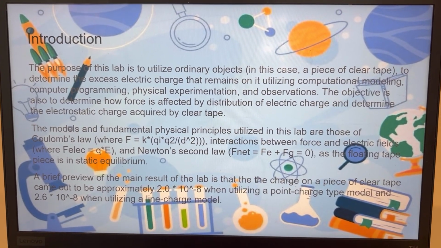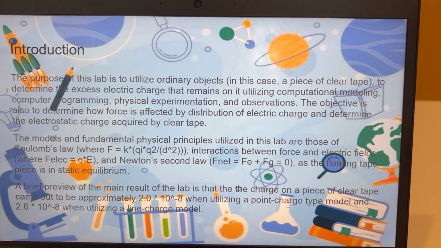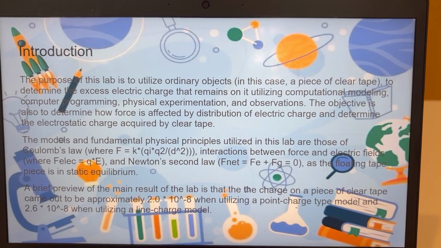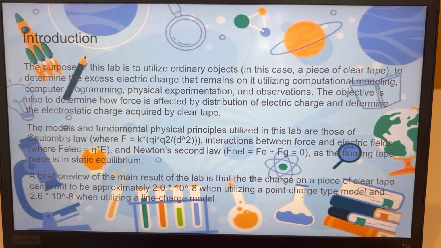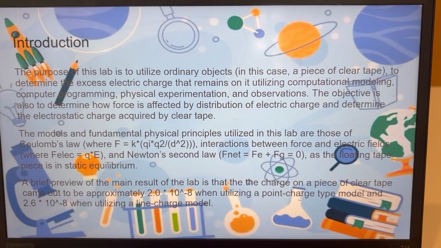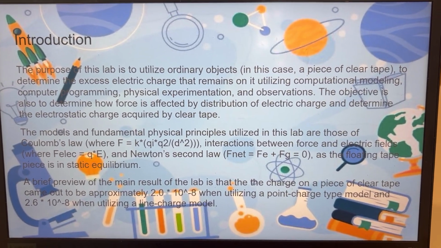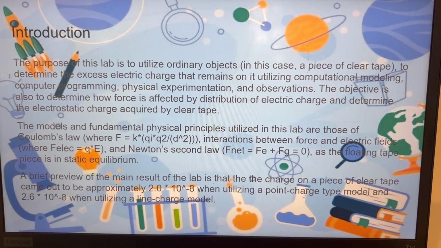The objective is to determine how force is affected by distribution of electric charge and determine the electrostatic charge acquired by clear tape. The models and fundamental physical principles utilized in this lab are those of Coulomb's law, interactions between force and electric fields, and Newton's second law, as a floating tape piece is in static equilibrium.